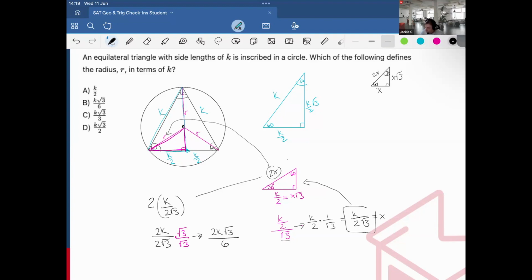And then I can also see that's still not an answer choice, but if I simplify that, divide everything by 2, this becomes k root 3 over 3. And that would be our correct answer.